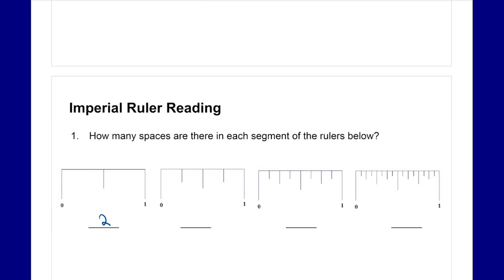In the next one, it's divided up into 4 equal spaces. So these lines would represent 1/4 of an inch. So 1/4, 2/4, 3/4. We also know that that middle one is the same as a half, right? So you are going to be using equivalent fractions here.